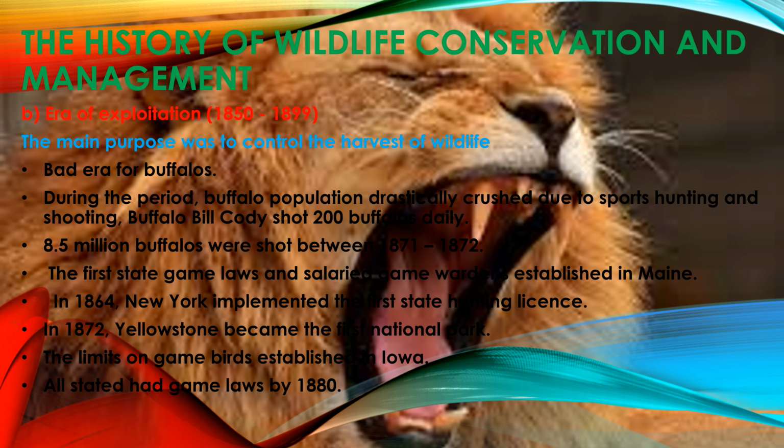During this time, the first state game laws and salaried game wardens were established. In 1864, New York implemented the first state hunting license. Yellowstone became established as the first national park in 1872. The limits on game birds were established in Iowa. During this period, by 1880, all states had game laws.